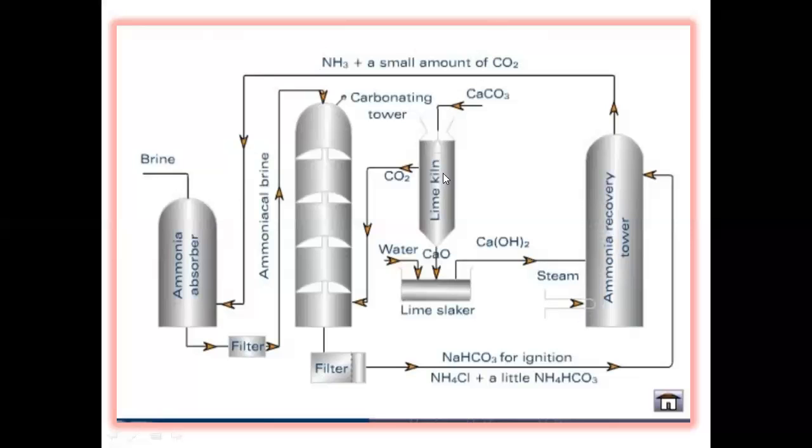So you can see that this limestone, after heating, is decomposed into carbon dioxide and calcium oxide. Carbon dioxide is reutilized in the carbonating tower, and the calcium oxide reacts with water and will form slag lime, and this slag lime, I told you, is passed through the ammonia recovery tower, where it reacts with the ammonium chloride and will give us ammonia, and that ammonia and carbon dioxide is reutilized. So this is all about the Solvay process plant.